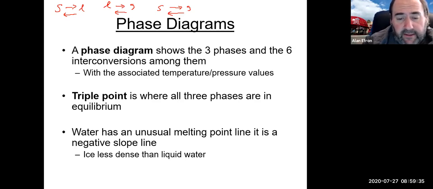We'll also see on there a place known as the triple point. The triple point is the pressure and temperature combination where all three phases are happening at once. So it's the combination where, if you had that particular substance, you would actually see all three, solid, liquid, and gas, occurring at the same time. Water has an unusual melting point line. It has a negative slope. And again, that accounts for ice being less dense than liquid water.